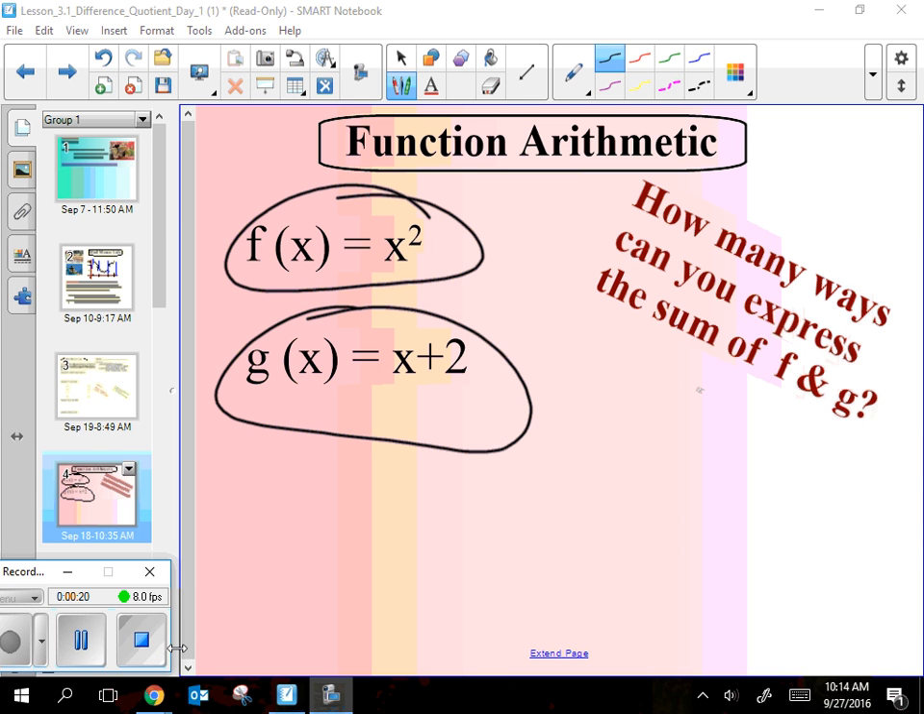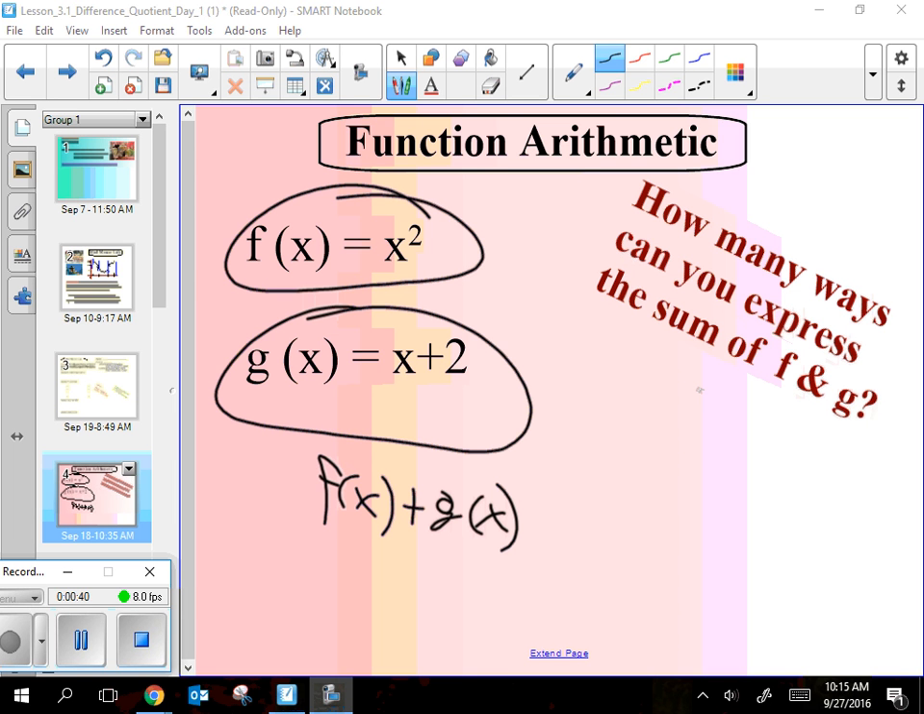Those two functions can be added. And how could you write, I want to add them? You could write f of x plus g of x. That is the most straightforward way to say add these functions. But can you give me two other ways to say the same thing?